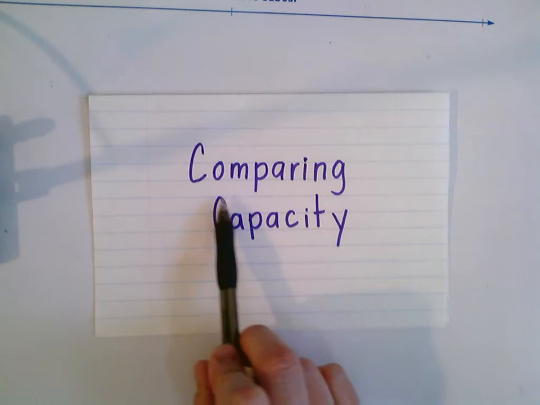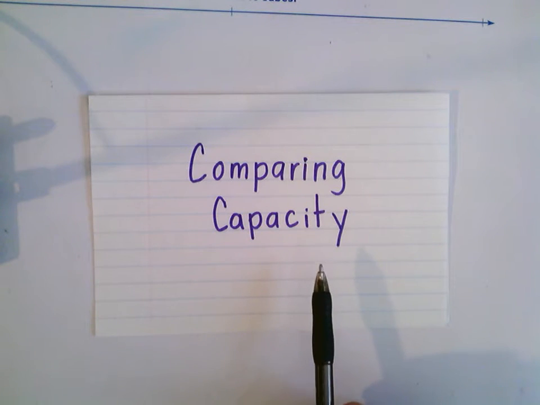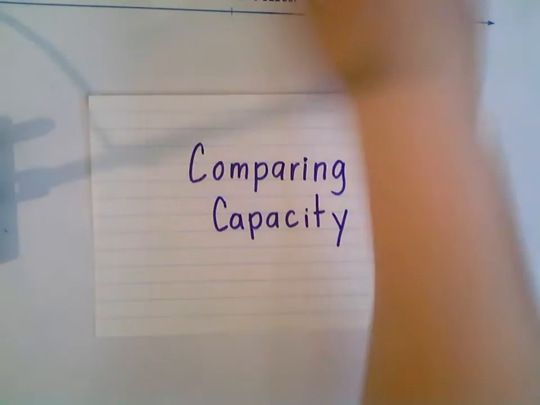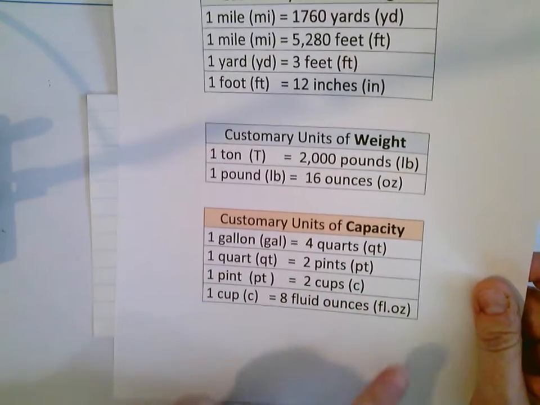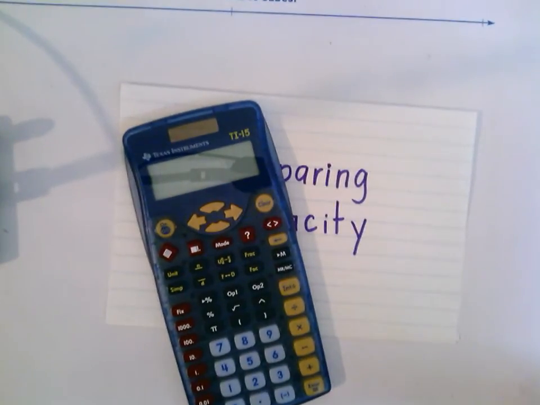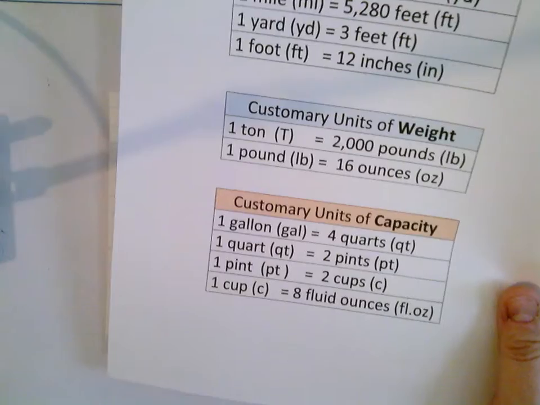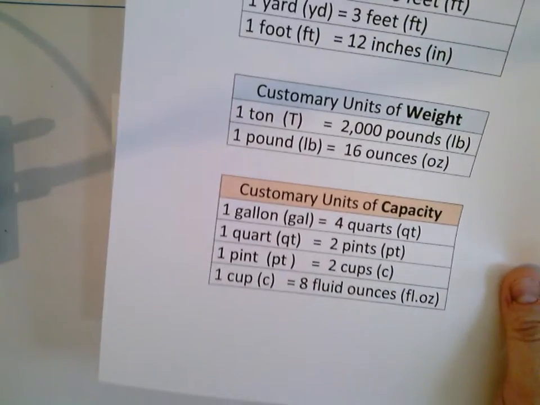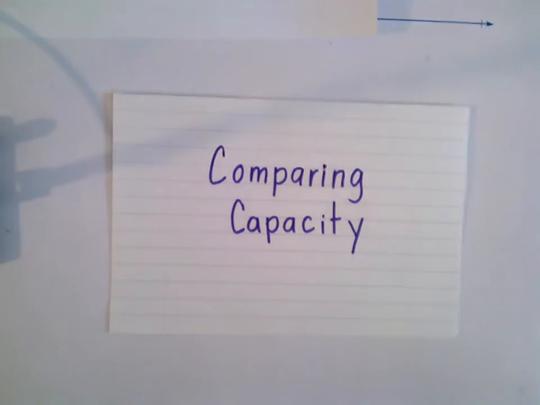Hey guys, today we're going to be comparing capacity. All right, so what we're going to need for today's lesson is our measurement conversion chart, okay, with capacity, and we're going to need our calculator. Make sure that you have a calculator and make sure that you have your capacity conversion chart with you. If you don't have it here, it is in Schoology, so you can refer back to it.